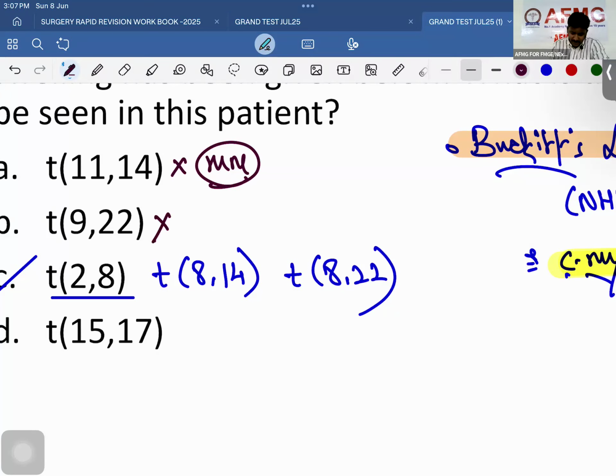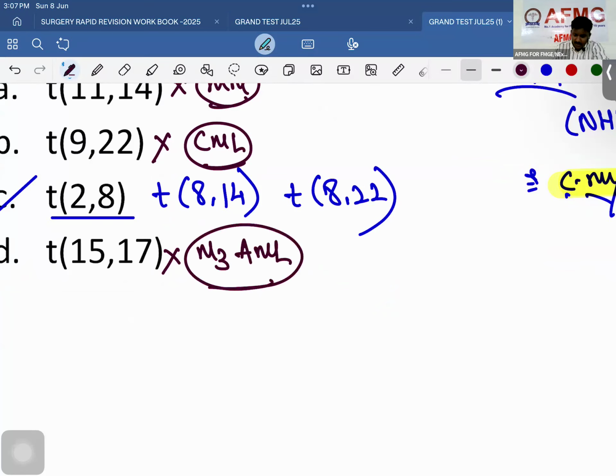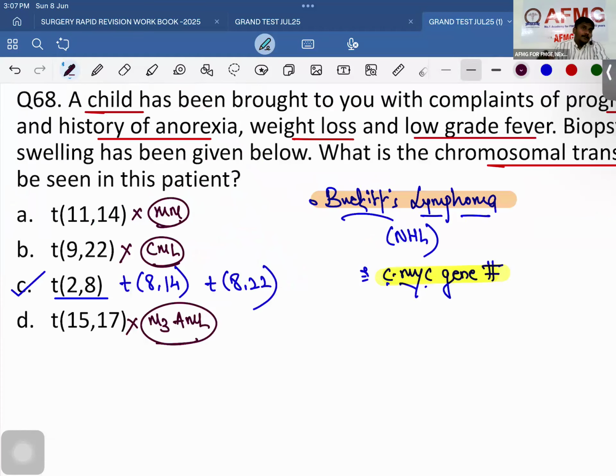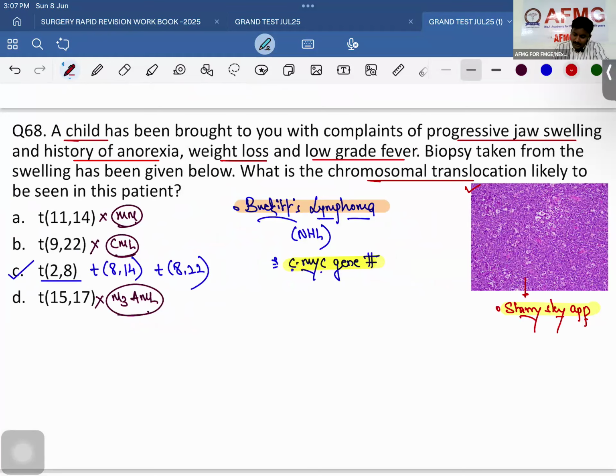Next, translocation 9 22. We know translocation 9 22 is the Philadelphia chromosome, that is BCR-ABL1 gene translocation that is associated with CML, that is chronic myeloid leukemia. And translocation 15 17, that is PML RARA gene translocation. So translocation 15 17 is associated with the M3 variety of acute myeloid leukemia or M3 AML, that is acute promyelocytic leukemia. Hopefully that's clear to all of you now. So do remember these are the important translocations that you need to remember for the examination.